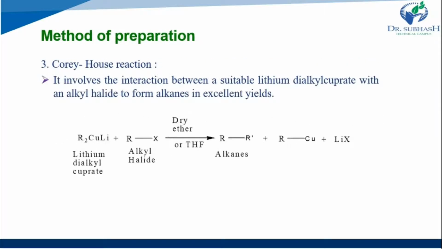The third reaction is the Corey-House reaction. It involves the interaction between a suitable lithium dialkyl cuprate and an alkyl halide to form the alkane in excellent yield. So lithium dialkyl cuprate plus alkyl halide in the presence of dry ether or THF makes an alkane, and an alkyl cuprate and lithium halide are liberated. So the third reaction is complete.